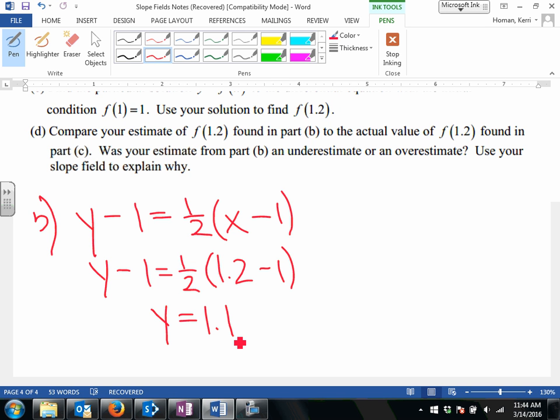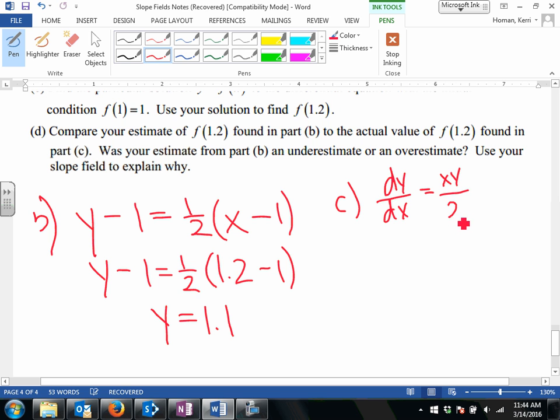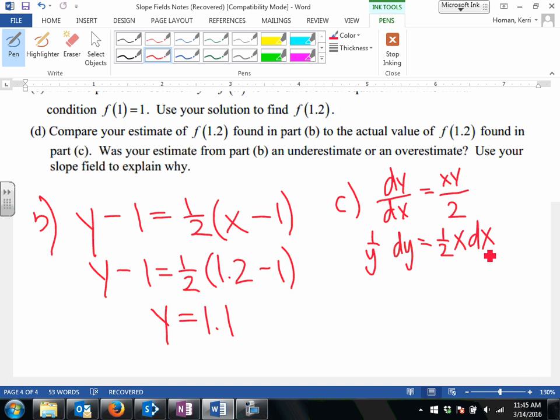Then in part C, it's asking us to do the differential equations. In part C, they actually want you to take dy/dx equals xy over 2 and do the separation of variables. So we have dy, we divide over by y, so 1 over y dy equals, I'm going to write it as 1/2 x dx. Agree?